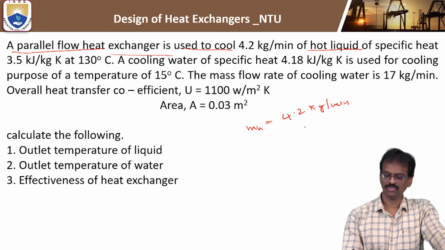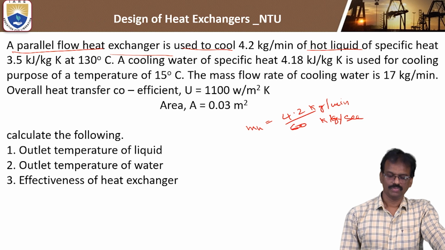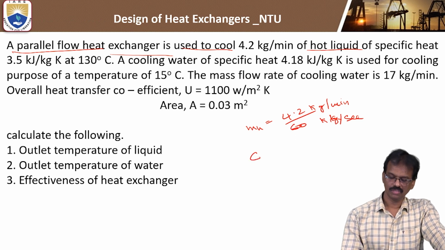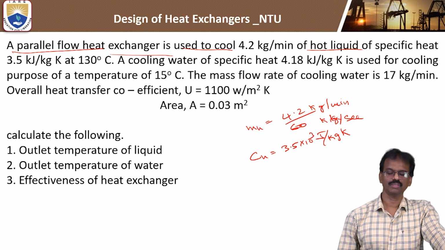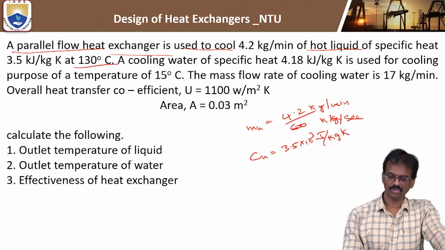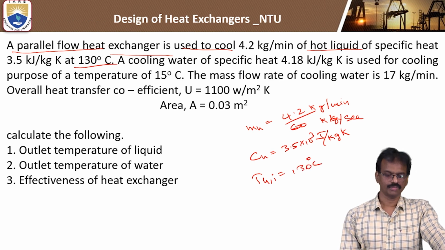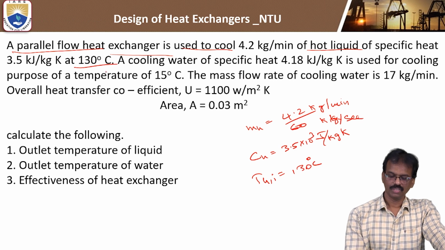We have to convert into kg per second. So minute means 60. Specific heat is also given, Ch is equal to 3.5 kilojoules, which means 10 cube joule per kg Kelvin. Okay, so the inlet temperature of the hot fluid, THI, is equal to 130 degrees Celsius. So that is the data for the hot fluid.